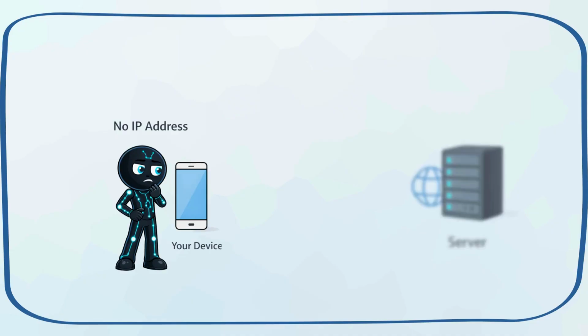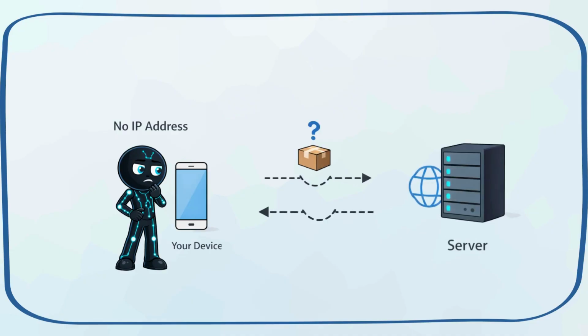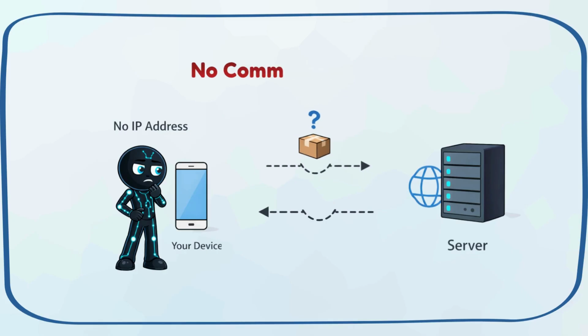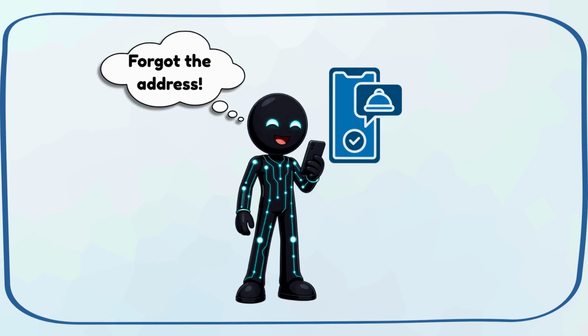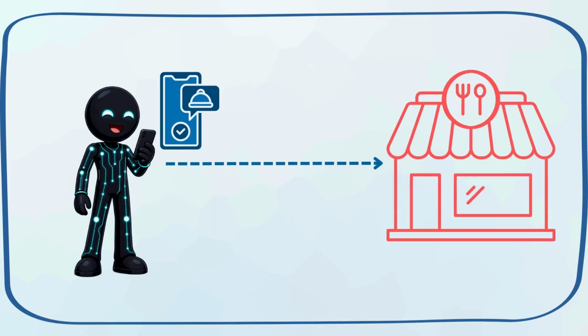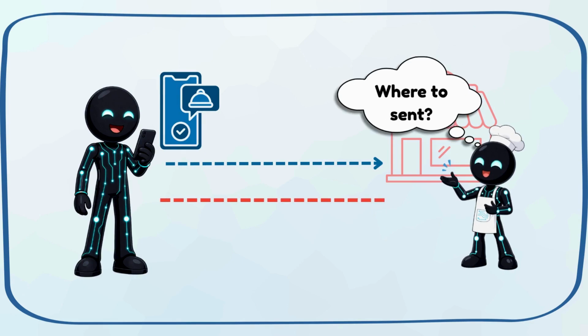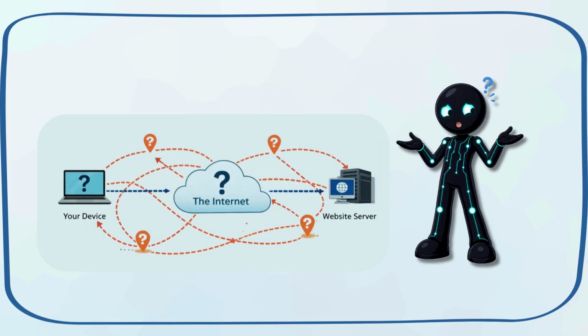This is also why IP addresses are so important. Without them, communication on the internet would not be possible. Imagine ordering food online but not giving your address. The restaurant may prepare your order, but they would have no way to deliver it. In the same way, without IP addresses, devices would not know where to send or receive information.